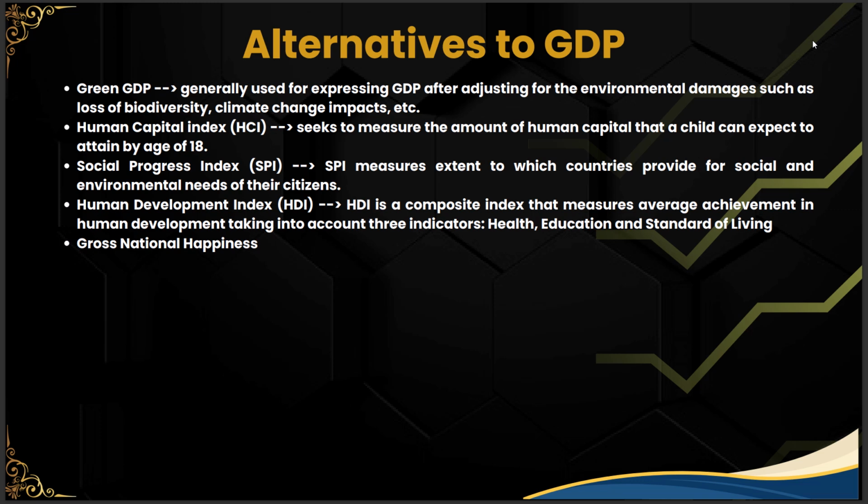Next one is the human capital index. See, it seeks to measure the amount of human capital that a child can expect to attain by the age of 18. See, it is measured on three components, namely survival. See, survival in the sense is nothing but it is measured by the under-5 mortality rate, the mortality rate under the age of 5. Next is school.